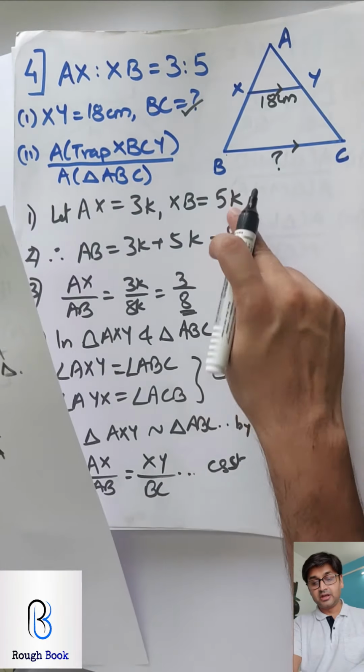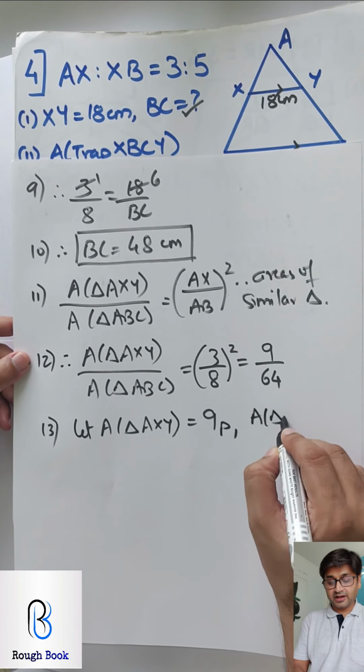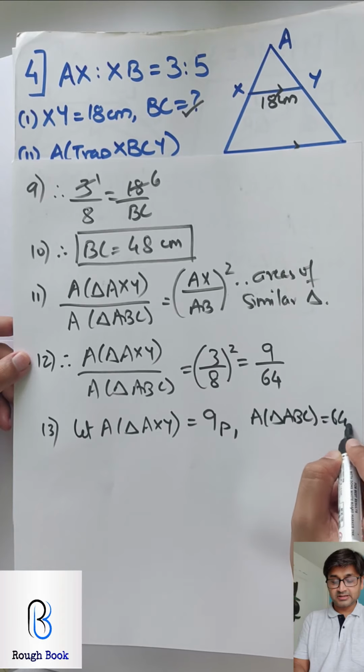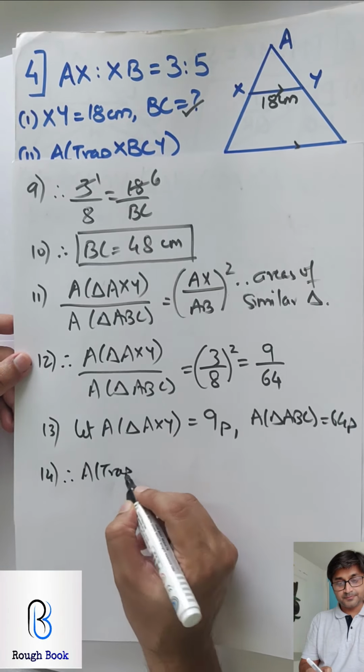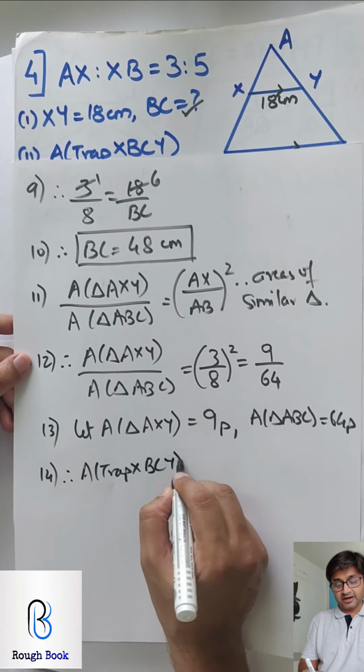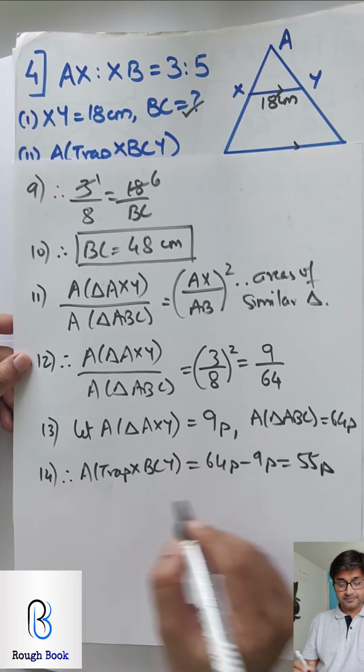Did I use K already? So let's use another alphabet, P. And area of triangle ABC is 64P. So therefore area of trapezium XBCY is 64P minus 9P, 55P.